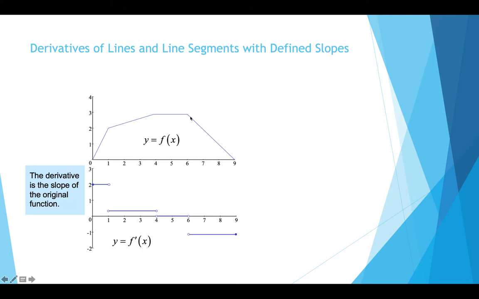And then here we have a line going from the point (6, 3) to (9, 0). The difference from 3 to 0 is -3, and then from 6 to 9 is +3. And so that's going to divide out to be a slope of -1. And here we have our derivative having the value y equals -1 from x equals 6 to x equals 9. So when you're working with line segments that have defined slopes, the slope is then the derivative.